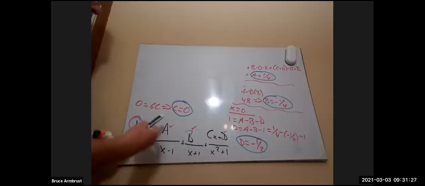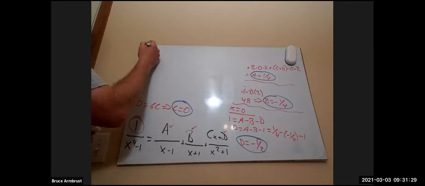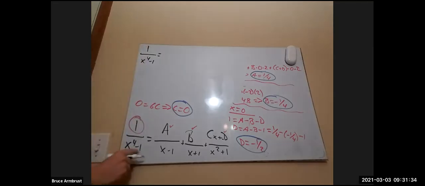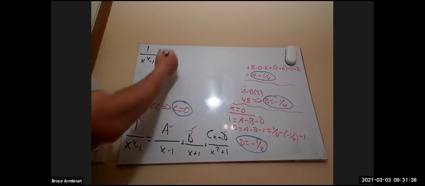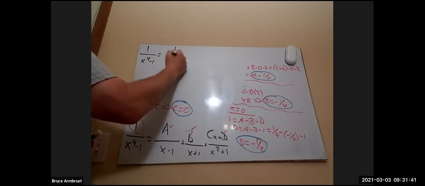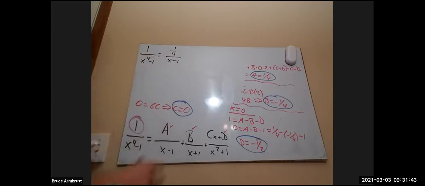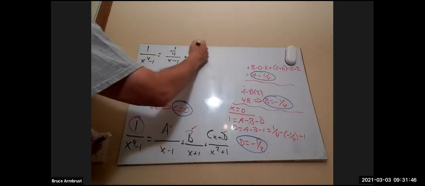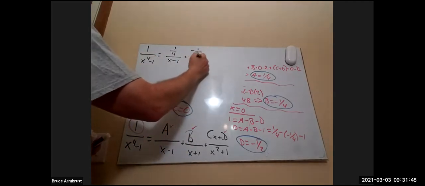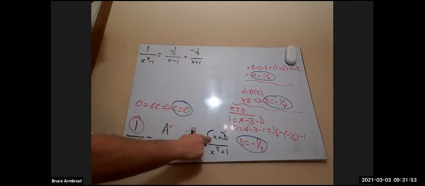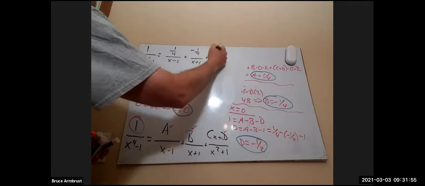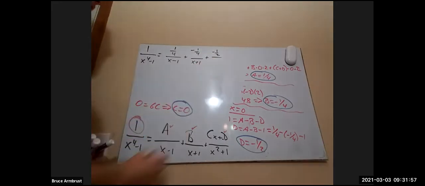All right, so here's where we are then. We had originally been looking at x to the 4th minus 1, right? But now this is what we're going to get. So we have a over x minus 1, that's going to be 1/4 over x minus 1, plus b over x plus 1, so minus 1/4 over x plus 1. We have c times x, so 0, plus d, minus 1/2, over x squared plus 1.